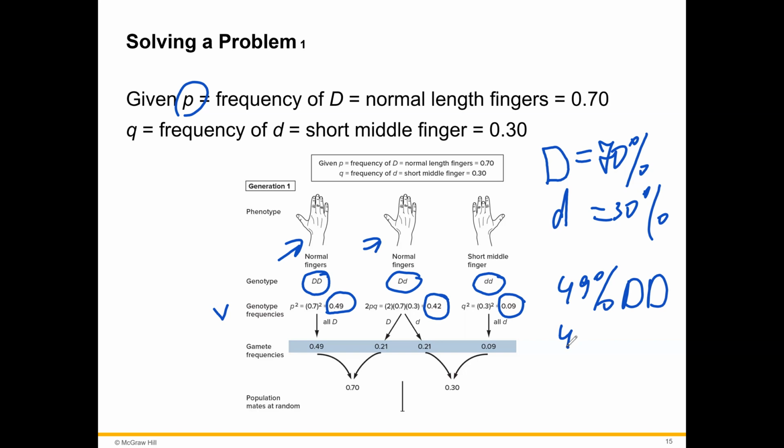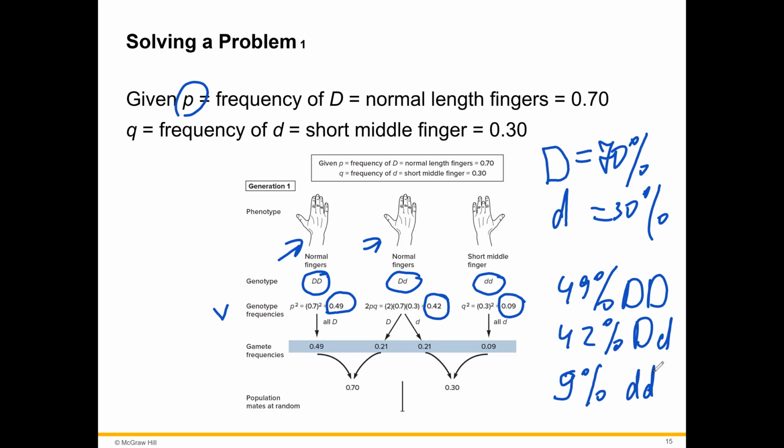you will have 49% of people that are DD, 42% of people that are big D, little d, and about 9%. Well, here you would say like 10%, but this is 9%. And 9% of the people will be little d, right? So that's what this Hardy-Weinberg equilibrium allows you to do, right?